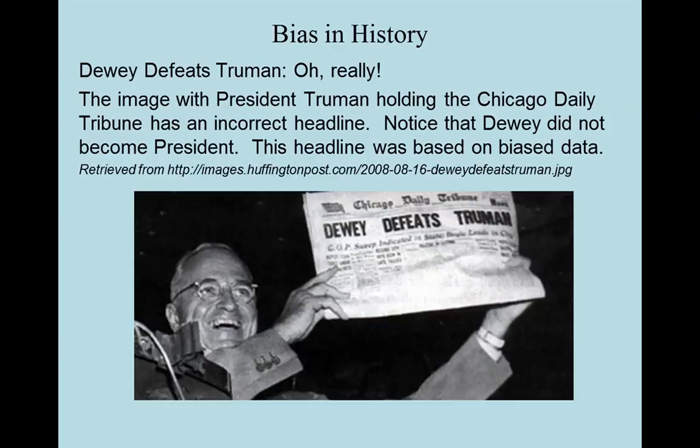A well-known example of bias in history occurred when the Chicago Daily Tribune printed an incorrect headline based on a poor sample. The headline reads, "Dewey defeats Truman." But notice Dewey did not become president. This headline was based on biased data.